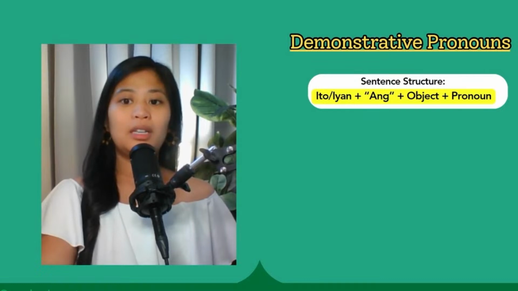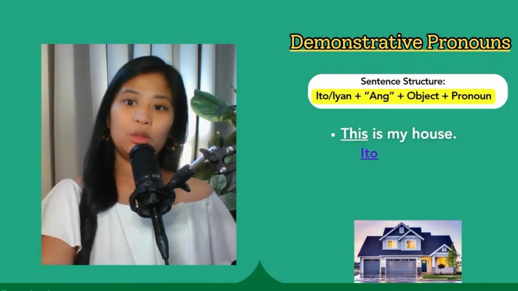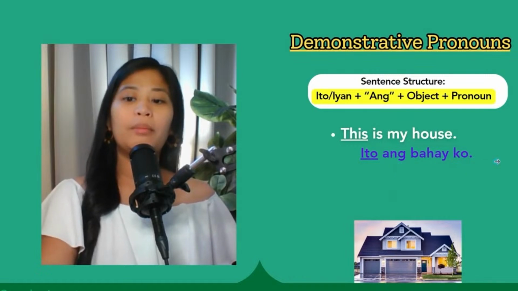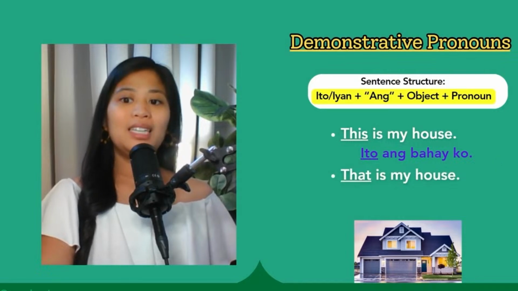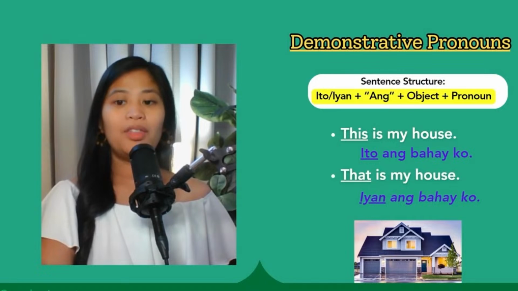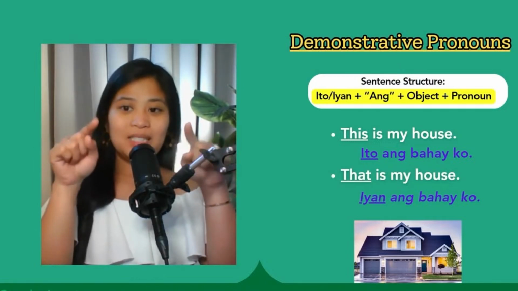So here's how it's used. This is my house would be ito ang bahay ko. Ito ang bahay ko. This is my house. So ito goes first, then it's the word ang, then it's bahay, and then it's the pronoun. That is my house would be iyan ang bahay ko. That is my house. Iyan ang bahay ko. So ito means this, iyan means that.